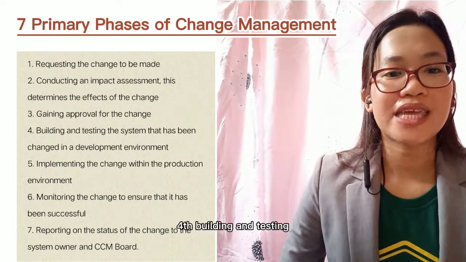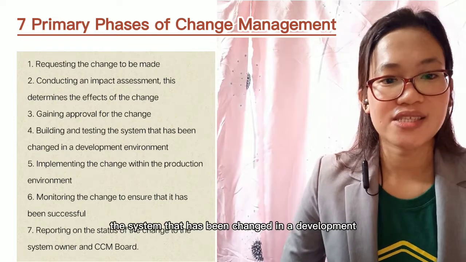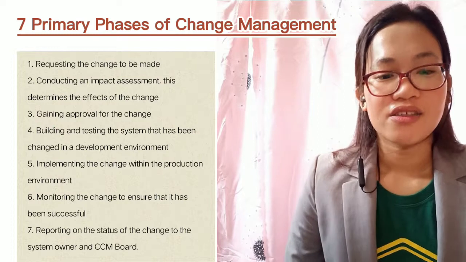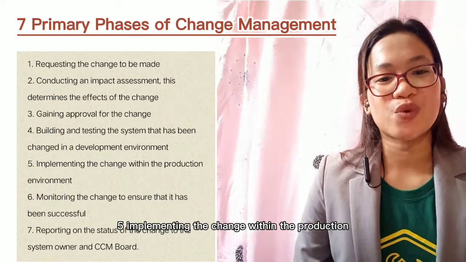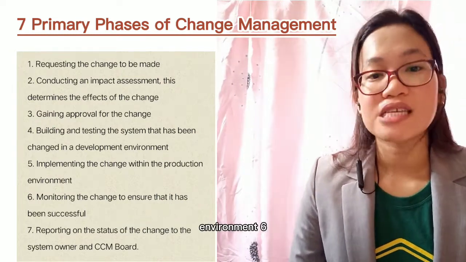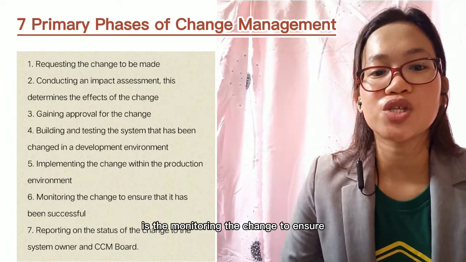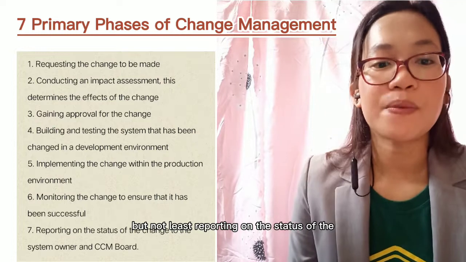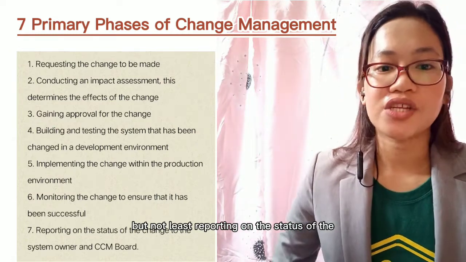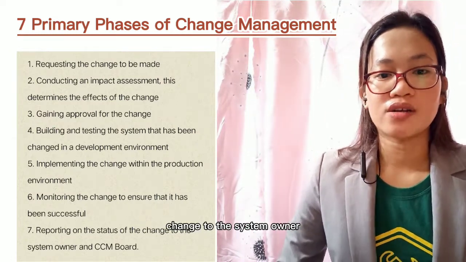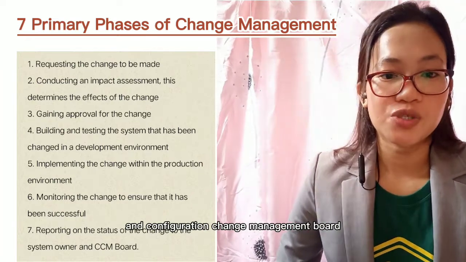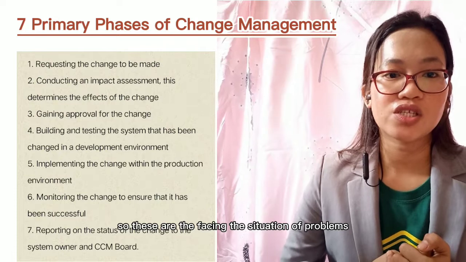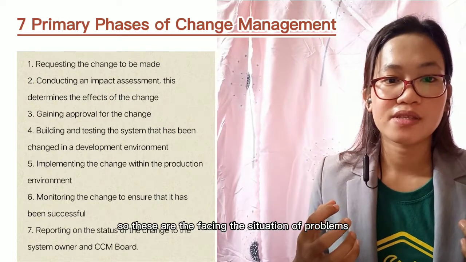Fourth, building and testing the system that has been changed in a development environment. Fifth, implementing the change within the production environment. Sixth is monitoring the change to ensure that it has been successful. Last but not the least, reporting on the status of the change to the system owner and configuration change management board. So these are the steps in facing the situation of problems.